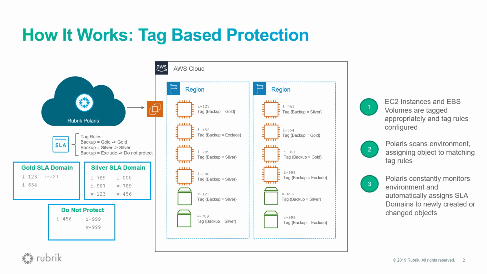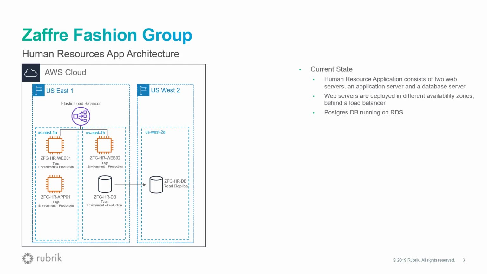So now that we know how tag-based protection actually works, let's go over the scenario we're going to run through today. Now, to help things seem more realistic and apply what we're going through to a more real-world experience, we're going to use our fictitious company here at Rubrik called Zafra Fashion Group. And more specifically, we're going to focus on the application and the architecture of that application that powers their human resources. So currently this application is running within AWS in the US East 1 region. And it consists of 2 web servers, an application server, and a Postgres server running on RDS.